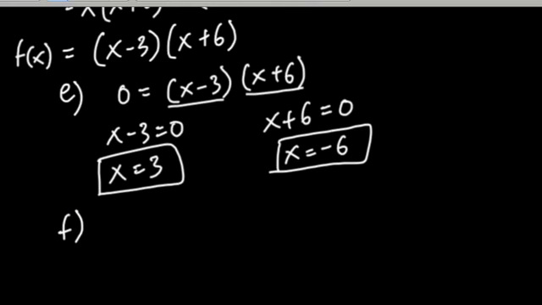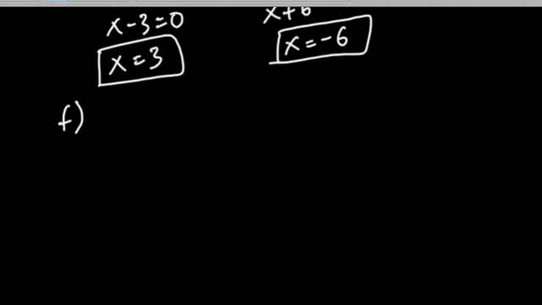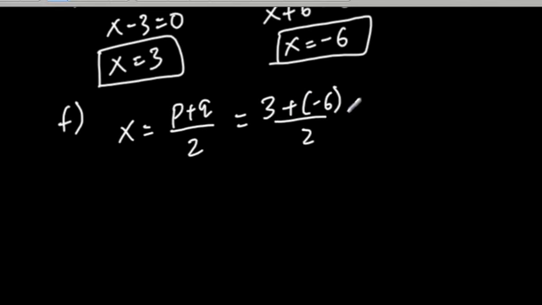Let's do F. F says find the coordinates of the vertex. So as we described, the x-coordinate of the vertex is halfway in between the x-intercepts. So the x-coordinate of the vertex, as we said, was p plus q divided by 2. And remember, p and q stand for the x-intercepts. So in this case, it's 3 and negative 6. So it's 3 plus negative 6 divided by 2, which is equal to negative 3 over 2, which is equal to negative 1.5. So we got the x-coordinate of the vertex.